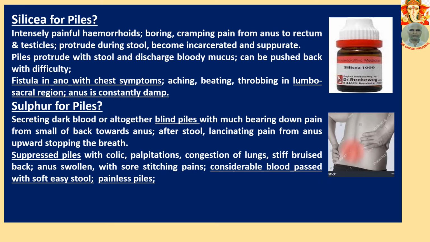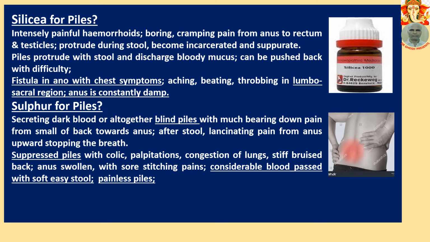Incarcerated means the hemorrhoidal mass becomes non-returnable, that is, it remains outside. Generally, to start with, the pile mass comes out during stool and goes back naturally into the rectum. This is natural, but gradually it becomes incarcerated, that is, it doesn't return. And suppurate. Piles protrude with stool and discharge bloody mucus. Can be pushed back with difficulty since it is already incarcerated.